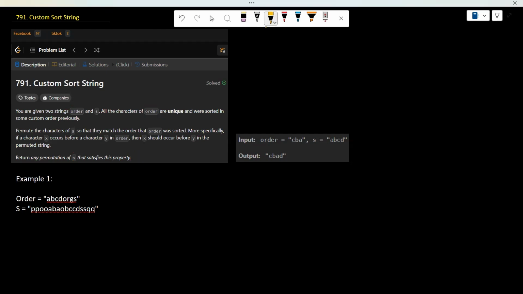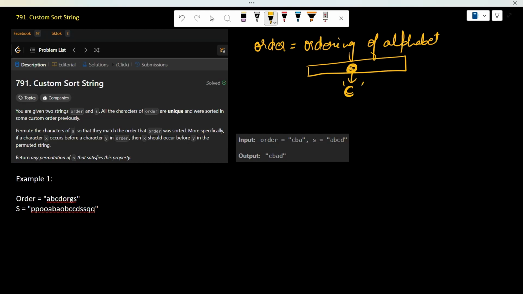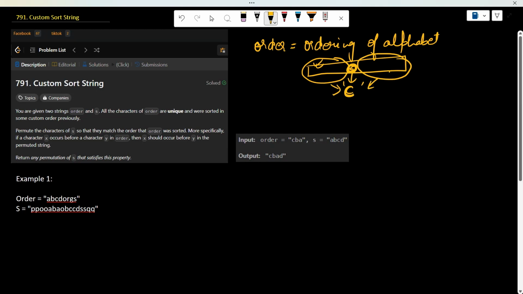So what is the question saying? We will be given a string order, which indicates the ordering of the alphabets. Let's suppose we have a string like this. If there is a character C in this, that means C should come after all these characters and C should come before all these characters. That's what the ordering of the string indicates.